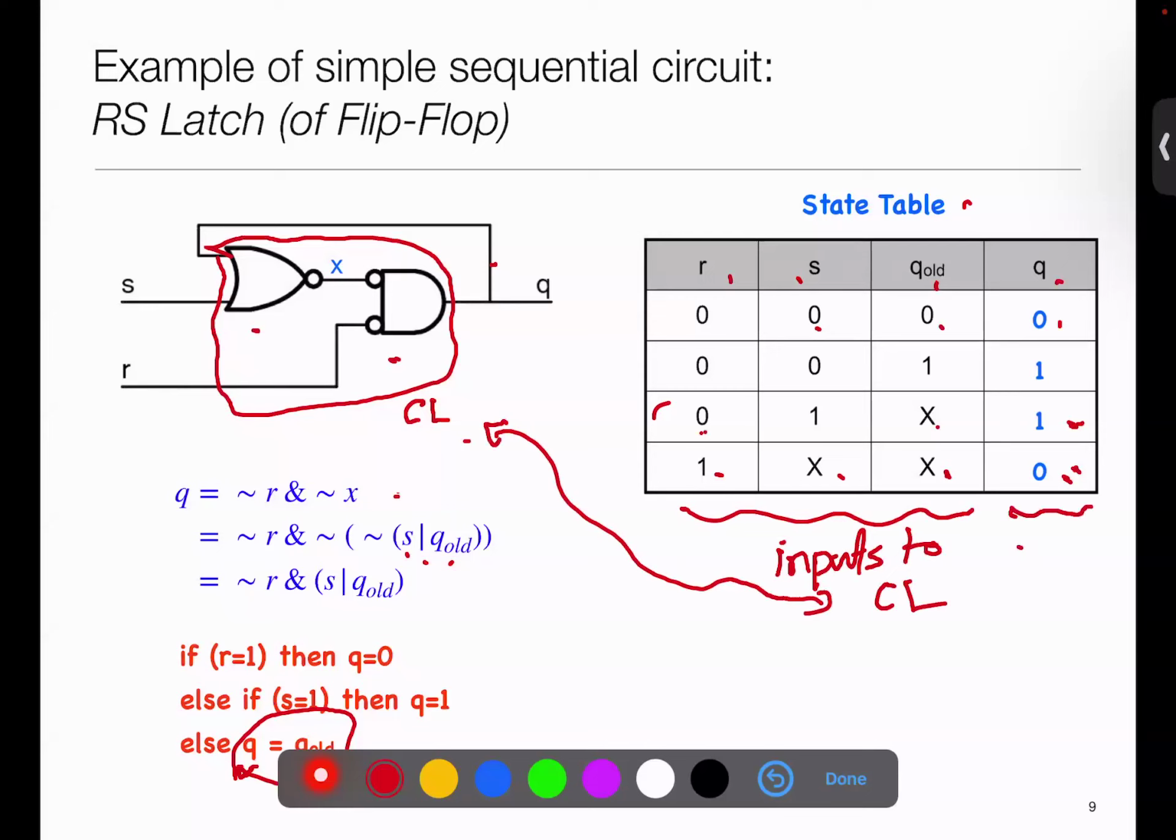And this is the output. Right now, our state has only 1 bit, but more generally, Q old and Q correspond to some K bits, because I may need to remember more than 1 bit. Okay, so that's an RS flip-flop.